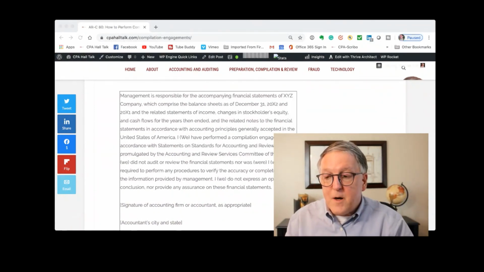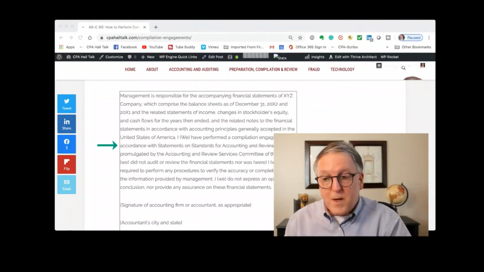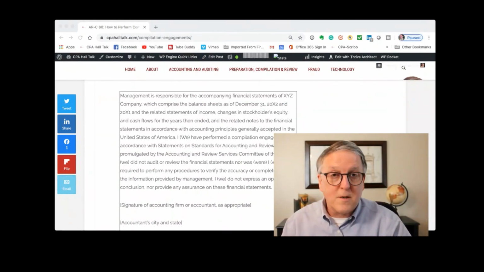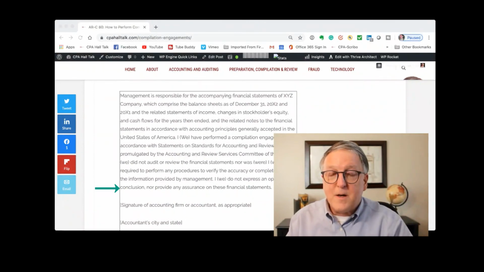Other things in the compilation report, we say that we're performing this engagement in accordance with statements on standards for accounting and review services, SSARS. And then finally, we're saying that we don't really provide any assurance here. We haven't done an audit, we haven't done a review, we're not providing any assurance.